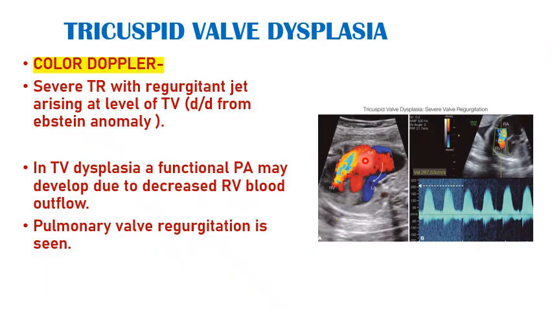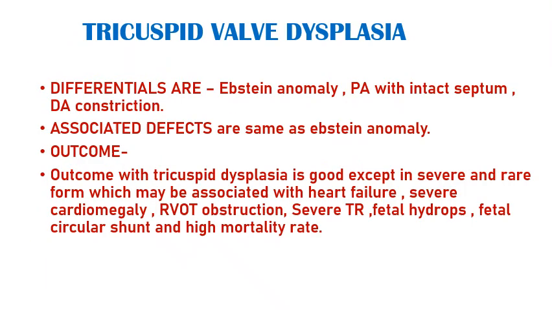In tricuspid dysplasia, functional pulmonary atresia may develop due to decreased right ventricular blood flow. Pulmonary valve regurgitation is seen. Differentials are Ebstein anomaly, pulmonary atresia with intact septum, ductus arteriosus constriction. Associated defects are the same as in Ebstein anomaly.